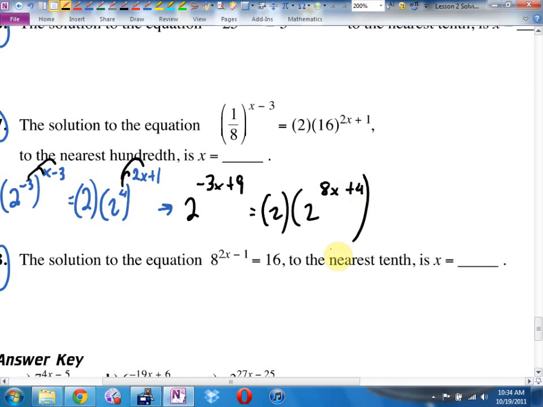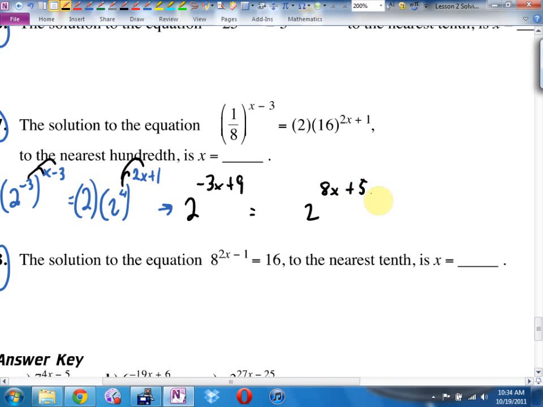Oh, on the right-hand side, I got 2 bases. What's the base here? What's the base here? The bases are the same, and I'm multiplying. What do I do with exponents when my bases are the same and I'm multiplying? What is the exponent on the 2 here? It's invisible. So you're saying it's that? In fact, call me silly, but if I add the exponents, don't I get that? Yes?